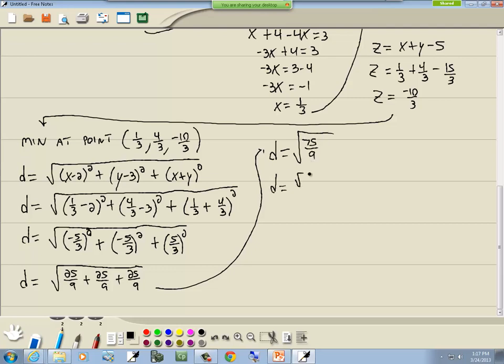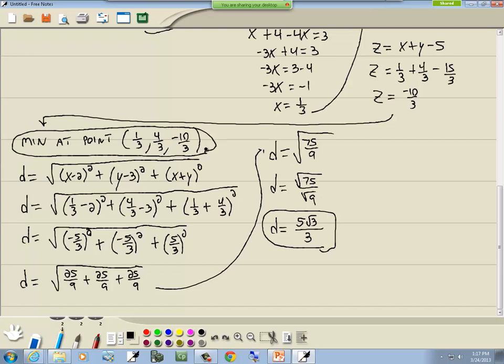Split this up into square root on top, square root on the bottom. 75 is 25 times 3, so that gives me 5 square root of 3, and square root of 9 gives us 3. So that'd be our minimum distance right there. And this is the point where it occurs. They're not asking for that, but if you're real curious, that's what that would be.